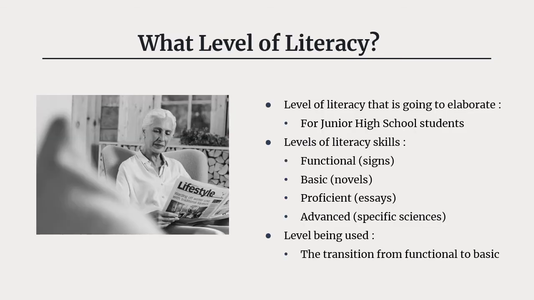Alright, next, what level of literacy? So the level of literacy that is going to be elaborated is for junior high school students, and then there are 4 levels of literacy skills. The first one is functional, it is about science. Second is basic, it is about novels. The third one is proficient, it is about essays. And then the last one is advanced, it is about specific sciences. And then in this case, the level that is being used is the transition from the functional to basic.